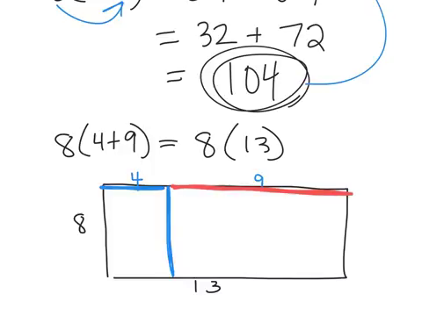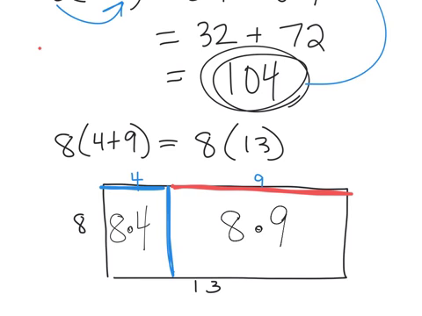So we're really taking this one big rectangle and we've chopped it up into two smaller rectangles. This one is 4 wide and this one is 9 wide. And so if you really wanted to, what is the area of this rectangle right here? Well, it's 8 times 4. And then what is the area of this rectangle here? Well, it's 8 times 9.